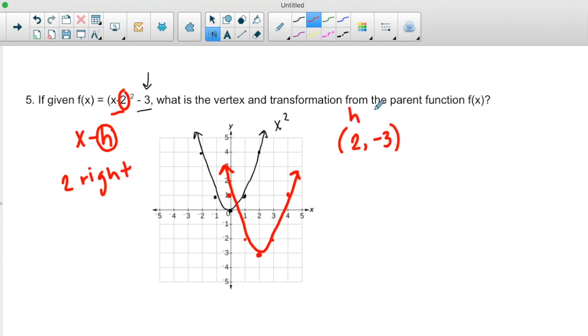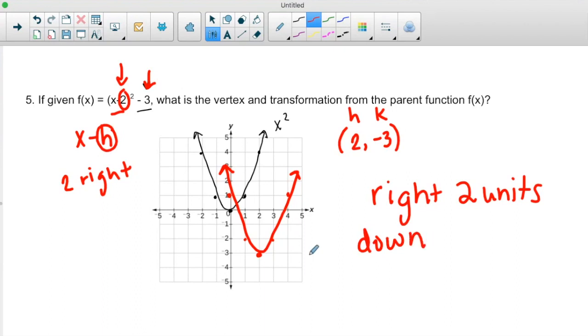And if you remember, this is h and this is k. H is right here, and this is k. Look at that, -3, -3, +2, +2. Okay, the rule was from the parent function, how did it change? Well, it moved to the right 2 units, and it moved down 3 units. So that was the transformation from the original, from your parent function.